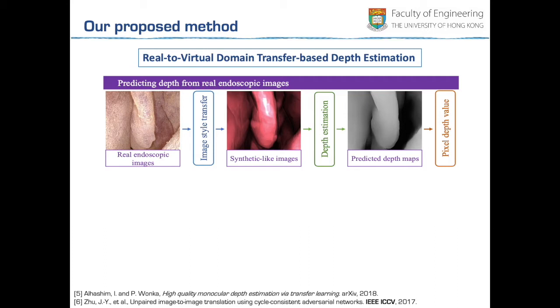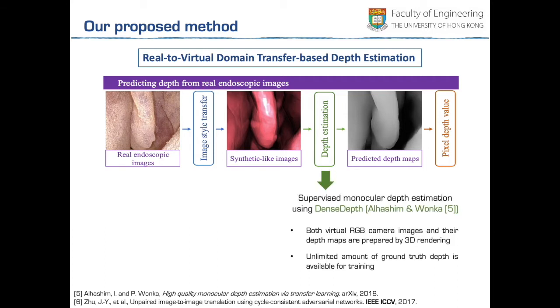Trying to address this impracticality of getting ground truth depth, we propose real-to-virtual domain transfer-based depth estimation in transnasal endoscopy. In this workflow, we employed a fully supervised monocular depth estimation network to predict frame-wise depth maps. What's different here is that the network is trained with RGB images and their corresponding depth maps that are prepared by 3D rendering in a simulator. In this manner, there can be an unlimited amount of ground truth depth available for training.